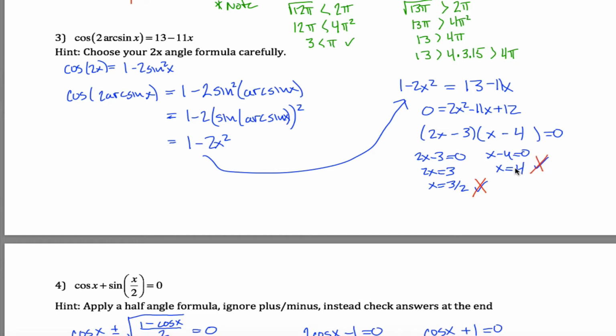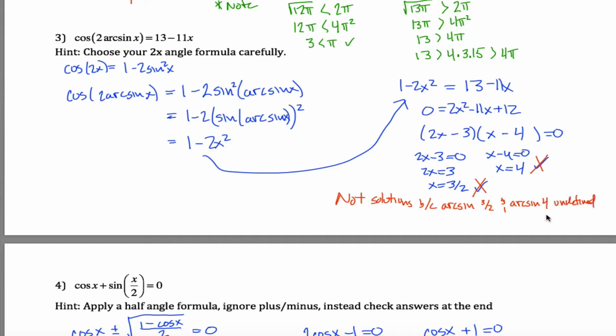Wait, why not? I thought those were between 0 and 2 pi. Yeah, that's true, but try plugging back into the original equation. You can't take the arc sine, maybe not solutions, because arc sine of 3/2 and arc sine of 4 is undefined.